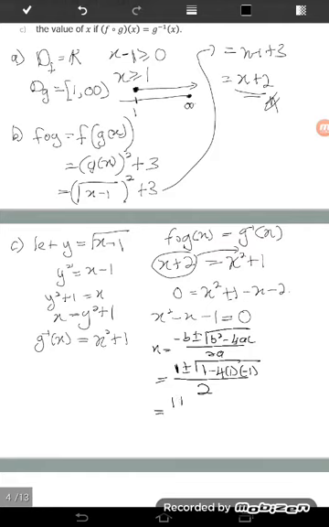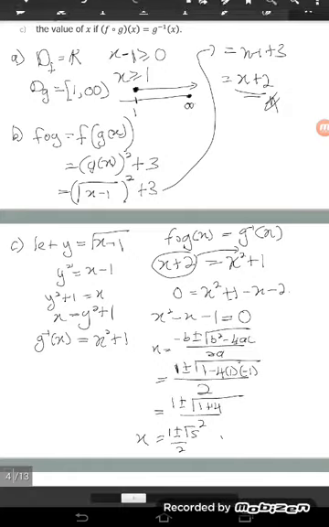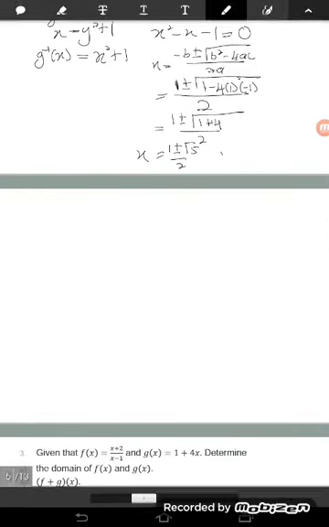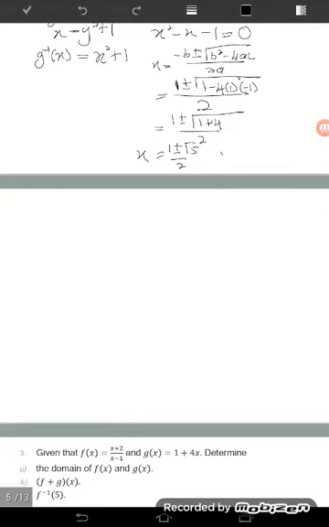So it is equal to 1 plus minus square root of 1, negative 4 times 1 times negative 1 becomes plus 4, divided by 2. So therefore x is equal to 1 plus minus square root of 5 over 2. Okay, so this one will give two answers, which is x1 equal to 1 plus square root of 5 divided by 2, and another one, x2, equal to 1 minus square root of 5 divided by 2.